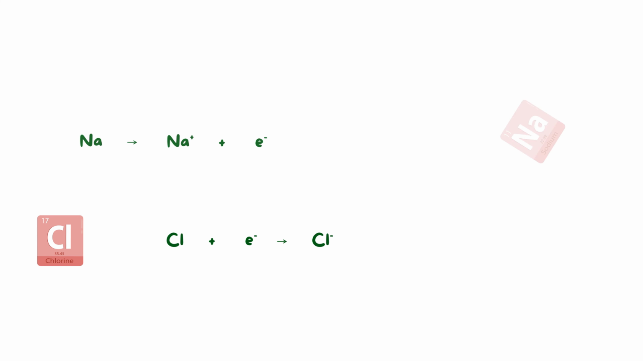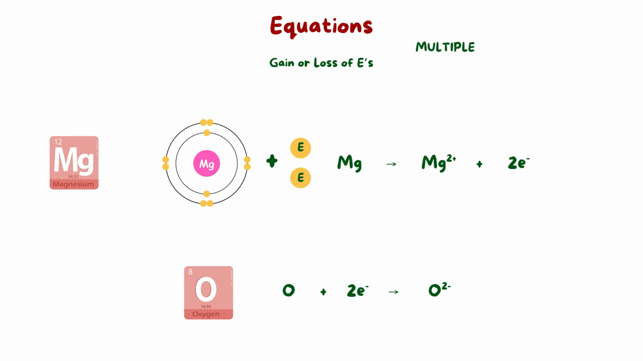The position of the electron in these equations is important. If the atom is losing electrons and becoming positively charged, the electron appears on the right side. If the atom is gaining electrons and becoming negatively charged, the electron is shown on the left side, joining the atom.